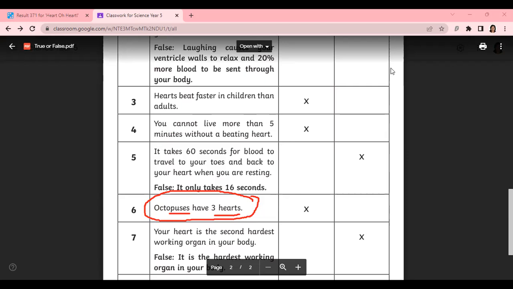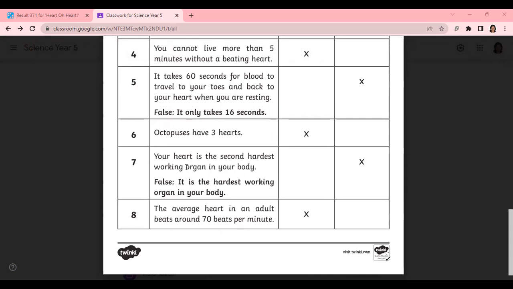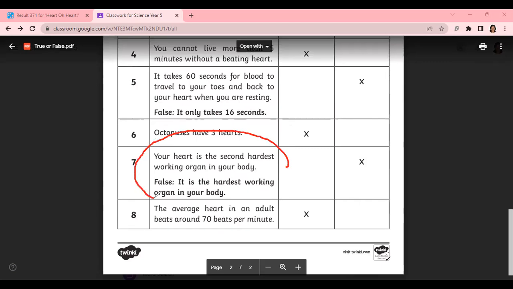You see, Nirav said if we laughed, we can release the stress. Yes, true enough. Stress gets released. That's why people do laughing therapy. Have you heard of it? People go to the park and suddenly burst out laughing. Sachin, can you read this third one? Your heart is the second hardest working organ in your body. False. It is the hardest working organ in your body, even more hardworking than us right now.